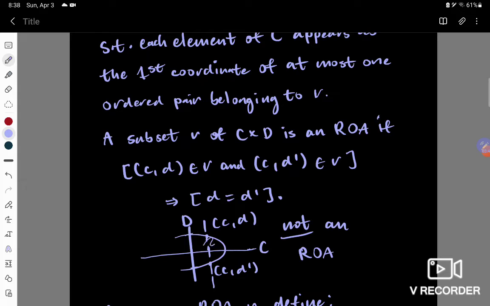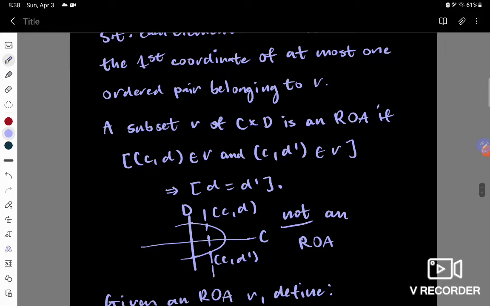And if we take two points here with the same c coordinate, this is, let's say, (c, d) and then (c, d prime). This is not a rule of assignment, as you can see here, because this maps to two different values in D, so d and d prime. So this is not a rule of assignment. And you can think of a rule of assignment being something that passes the sort of general vertical line test if you map these sets as follows.